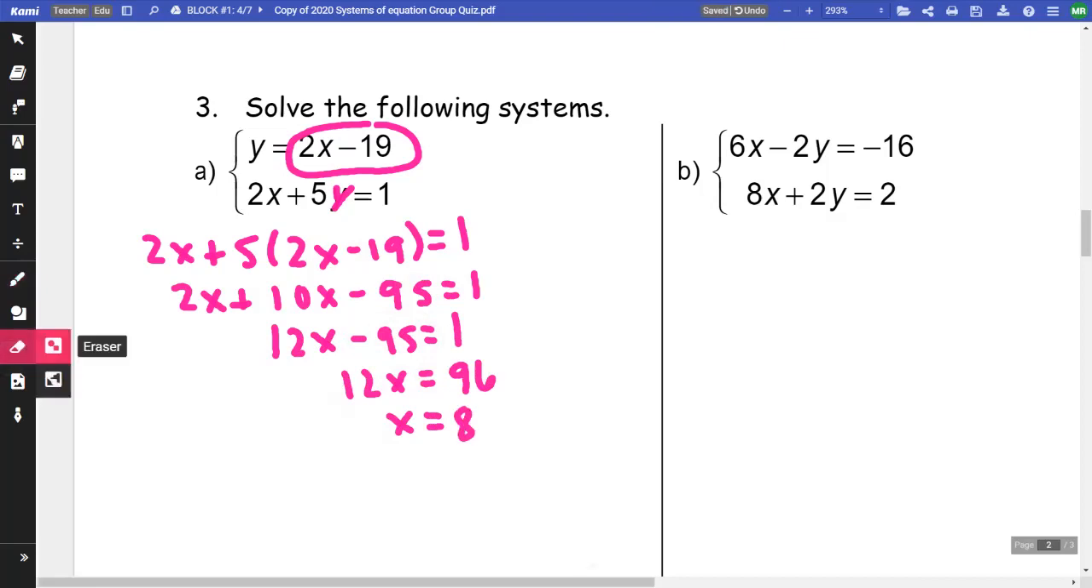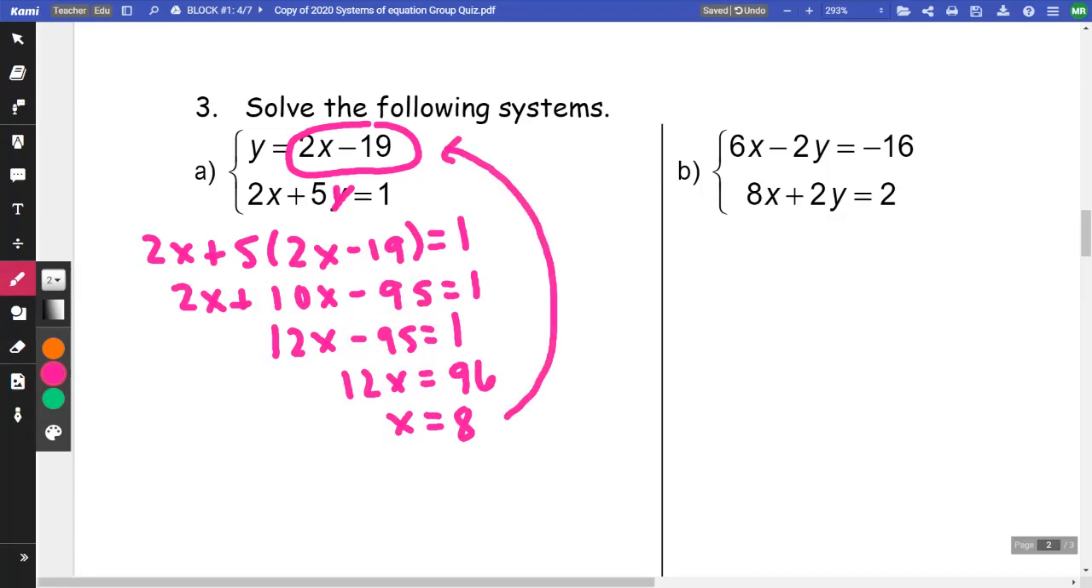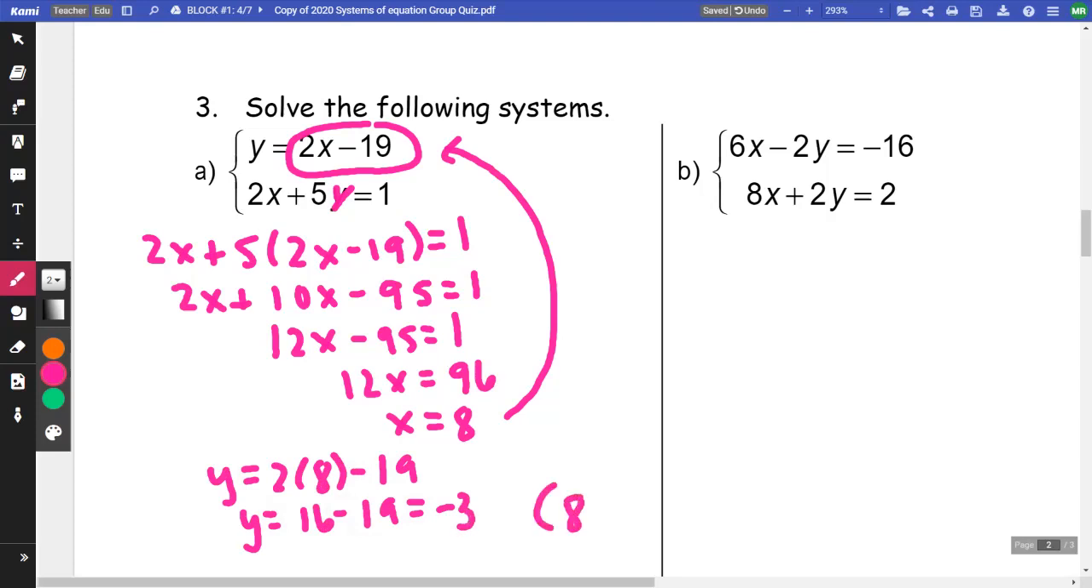So I am going to have 8 comma something. So I'm going to put it into this top equation. It's probably the easiest one to find my y. So 2 times 8 minus 19. So I get 16 minus 19, which is negative 3. So it's going to be (8, -3). That is our solution.